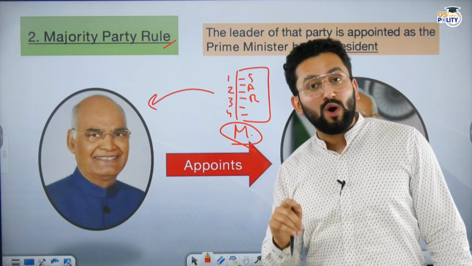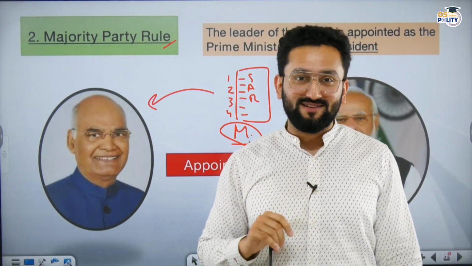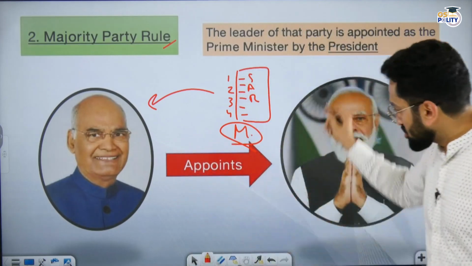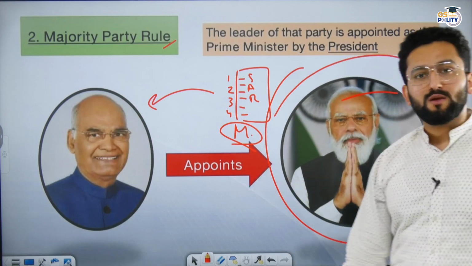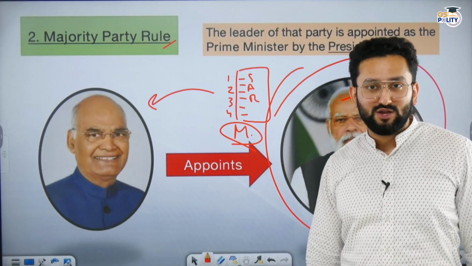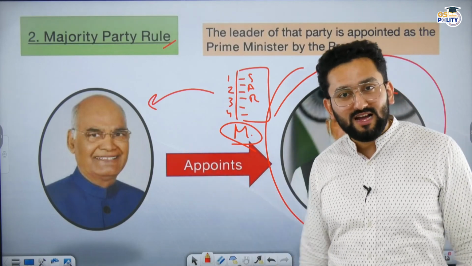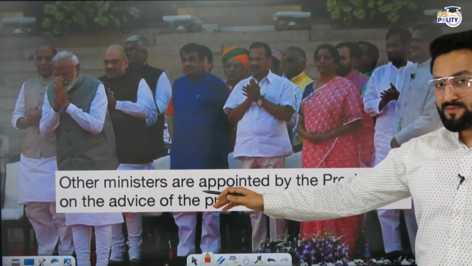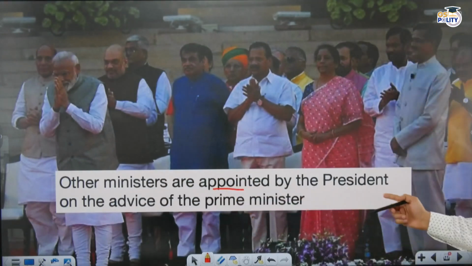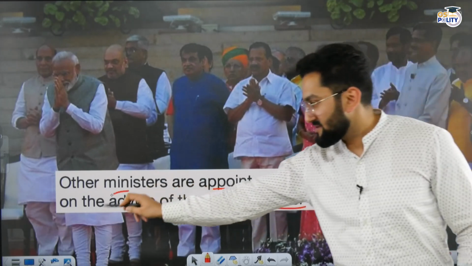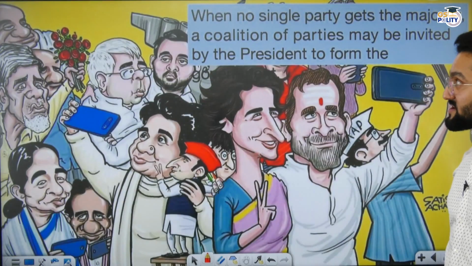The answer is, advice is mandatory. The President cannot pick and choose who is going to be minister or not. It is solely the power of the Honorable Prime Minister, because it is considered his cabinet. So he has the right to choose his cabinet and deliver on the promises made. Okay. So other ministers are appointed by the President on the advice of the Prime Minister, but advice is mandatory.